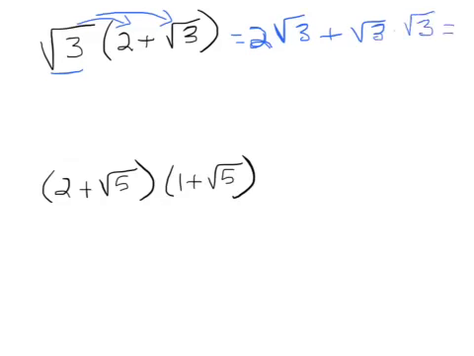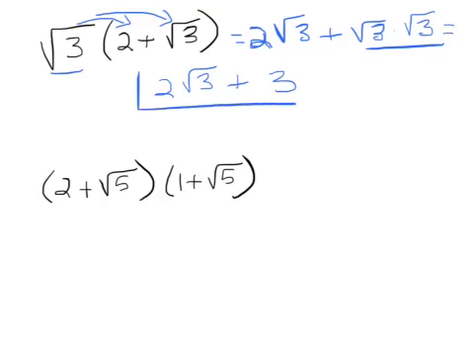And then when I simplify that, I'm going to get 2 radical 3 plus the radical 3 times radical 3 will just give me 3. And so here's the product of this multiplication. Now what happens when I have two binomial factors?